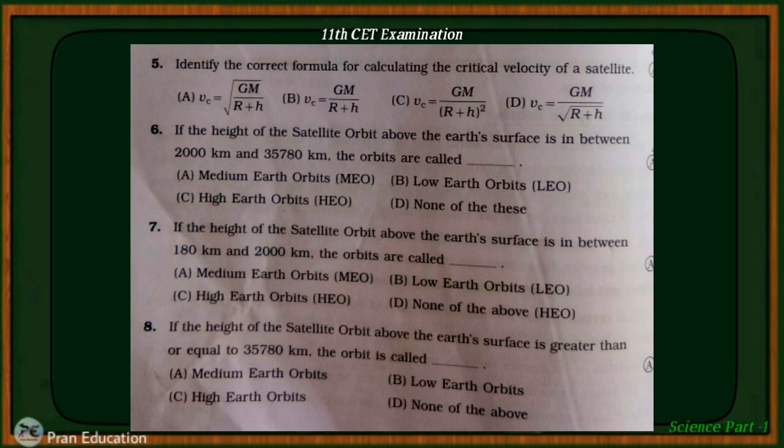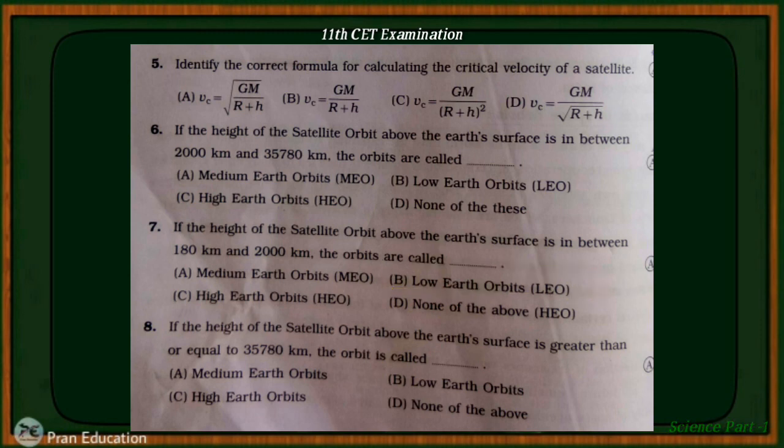Seventh, if the height of the satellite orbit above the surface is between 180 km and 2000 km, the orbit is called dash. Options: A, medium Earth orbit MEO. B, low Earth orbit LEO. C, high Earth orbit HEO. D, none of the above. The correct option is option B, low Earth orbit LEO.